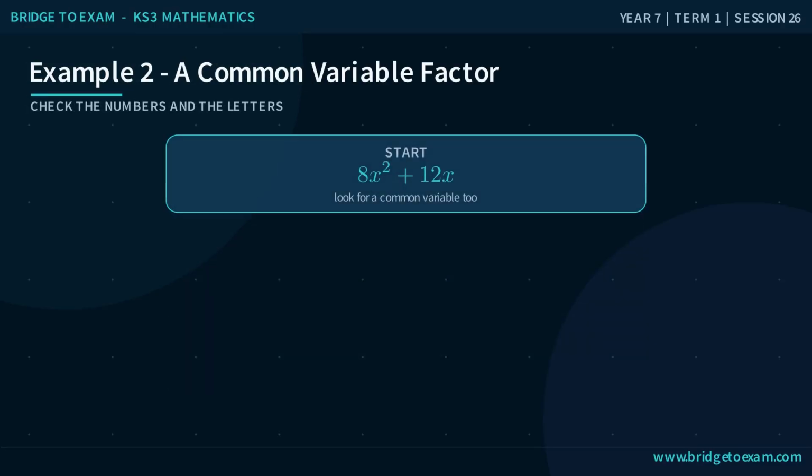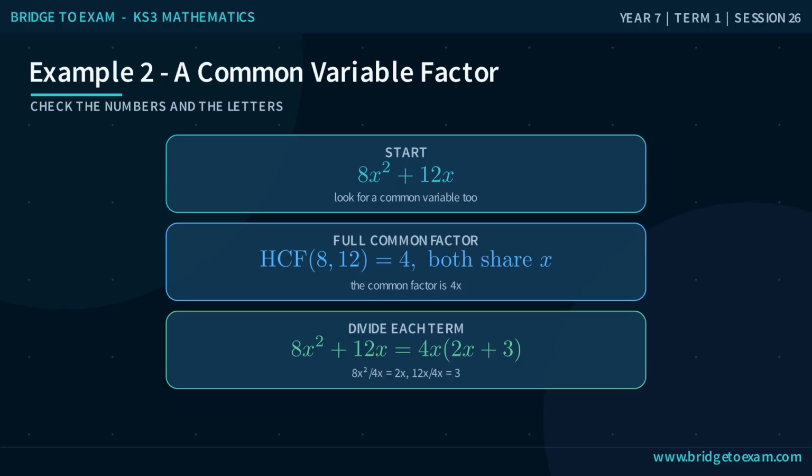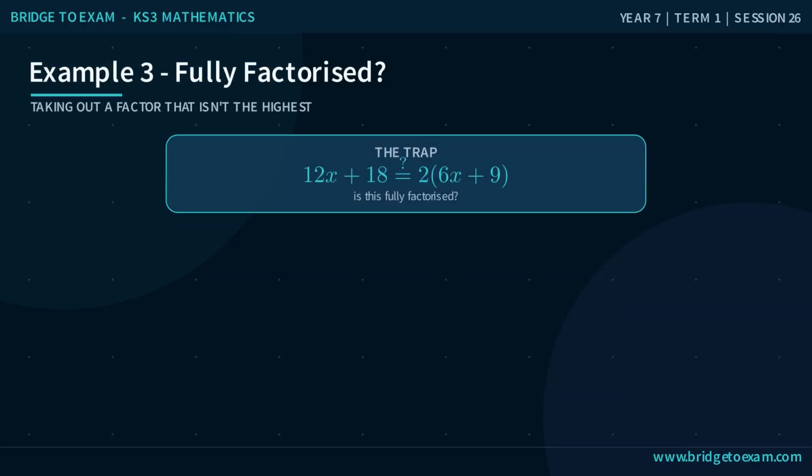This one has a common variable too. The HCF of 8 and 12 is 4, and both terms also share a factor of x, so the full common factor is 4x. Divide each term by 4x. 8x squared divided by 4x is 2x, and 12x divided by 4x is 3, giving 4x times the quantity 2x plus 3. Here's a trap.